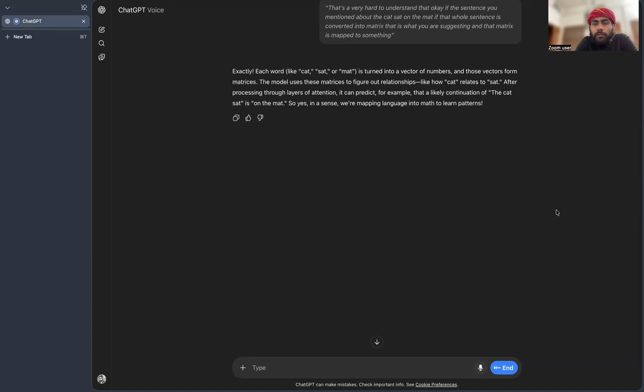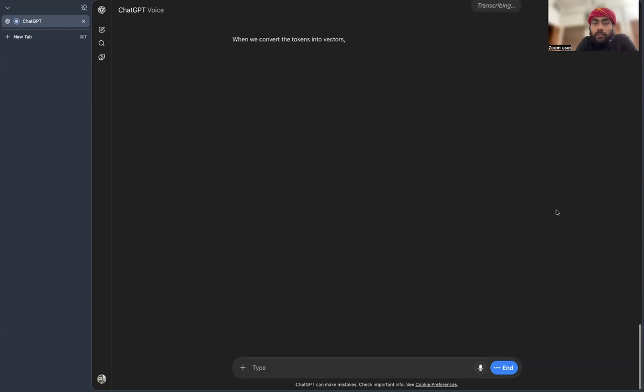But you are mapping, okay, the initial the cat sat on the mat. This is the initial token we have, and then we have converted that token into a matrix. Then this matrix is mapped to which matrix?